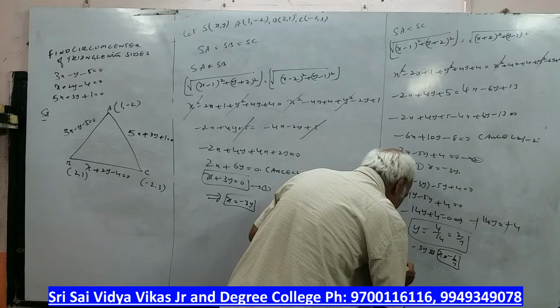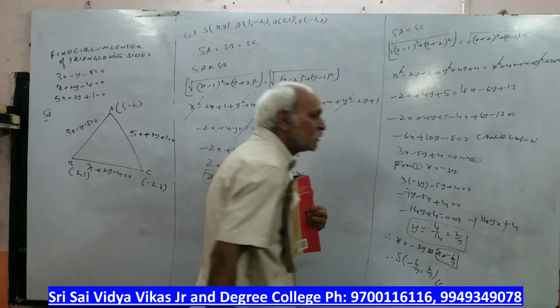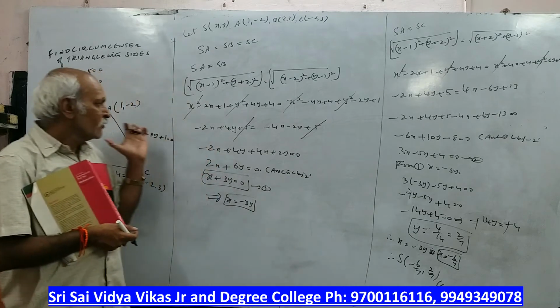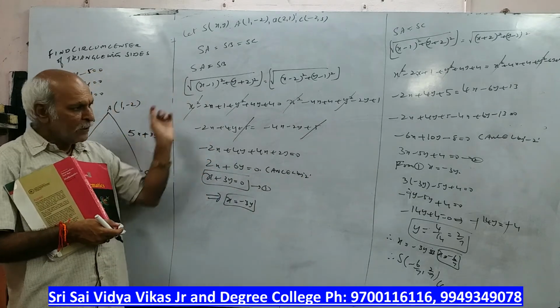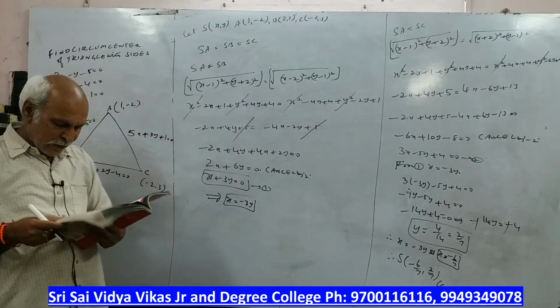Therefore, circumcenter. So look at here, we have to find A point, B point, C point, and we have to find the circumcenter. Again SA is equal to SB is equal to SC. Okay, please note.